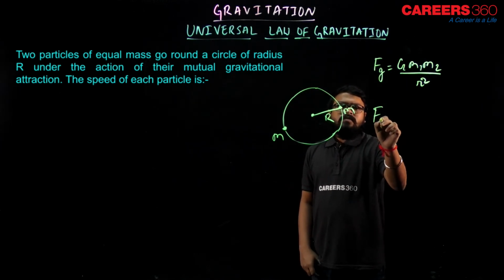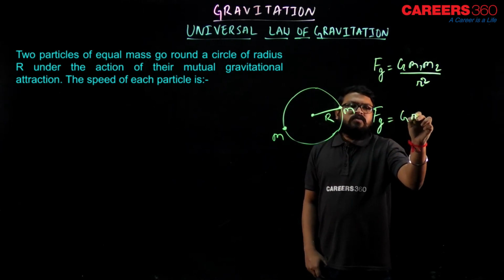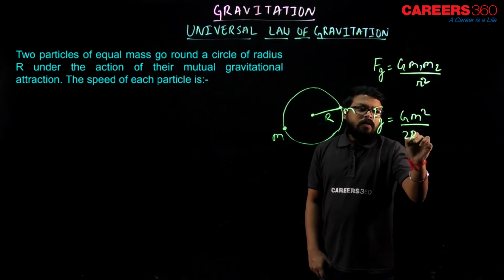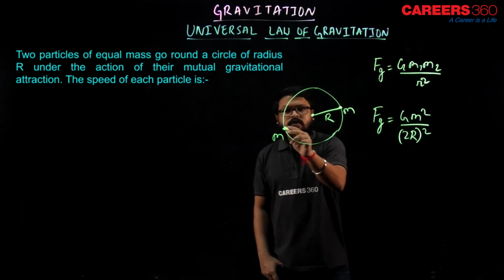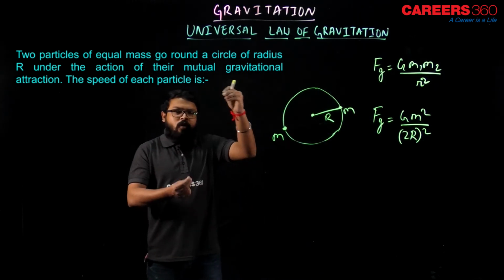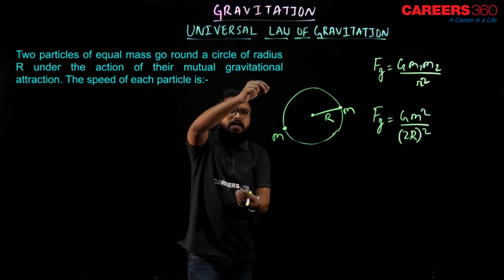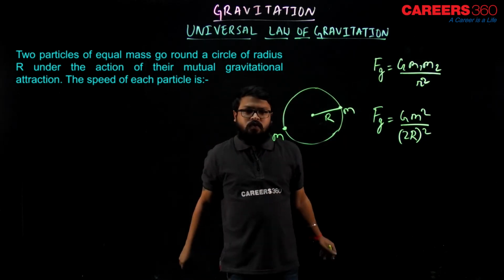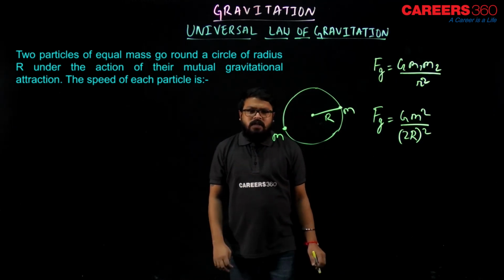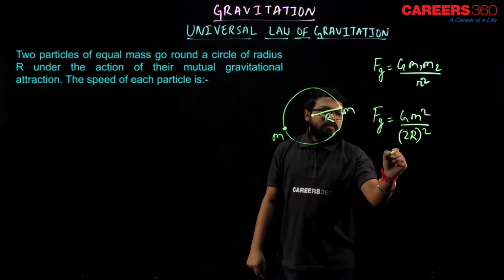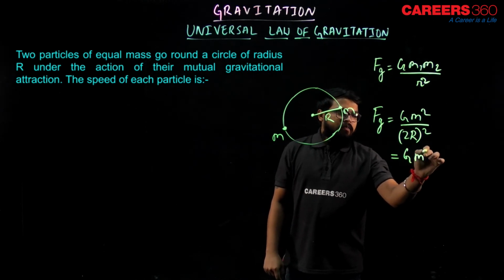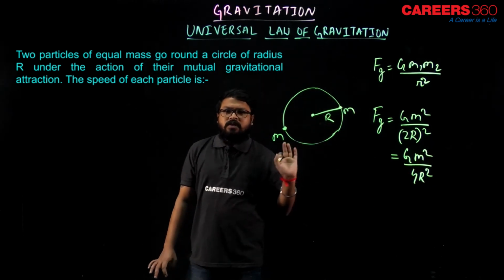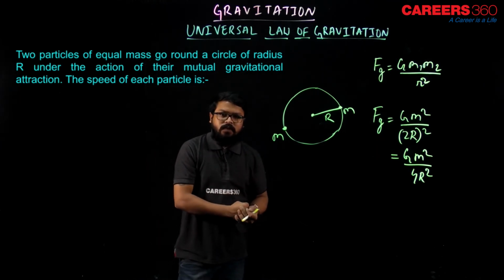So what is the mutual gravitational force of attraction? In this case it will be G m square upon 2r whole square, because the distance between the two masses at any instant, at any point on the circular track, would always be 2r, because 2r is the diameter of the circle. So that's why 2r whole square. That is basically G m square upon 4r square, right? So this is the mutual gravitational attraction between the particles.